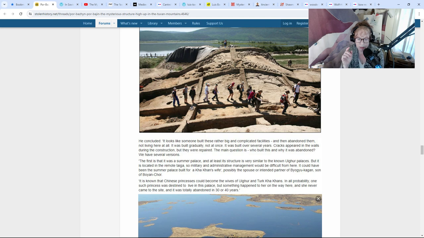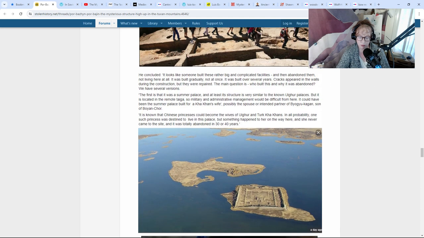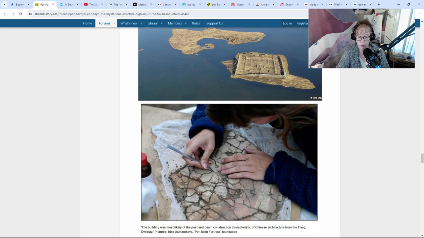The first theory is that it was a summer palace, but it is located in the remote Taiga, so military and administrative management would be difficult from here. It could have been the summer palace built for Aka Khan's wife, possibly the spouse or intended partner of Byugu Kagan, son of Boyan Chor. So it's saying maybe it was for a mistress.